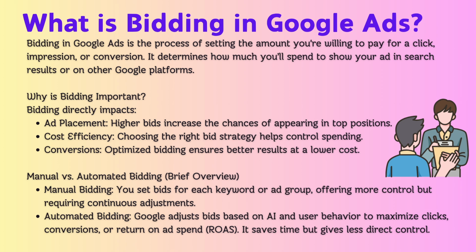The next one is automated bidding. Here Google adjusts bids based on AI and user behavior to maximize clicks, conversions, and return on ad spend. It saves time but gives less direct control. It means every bid is directed by Google only. You just need to give a command to Google, like maximize my conversions, or maximize my impressions or clicks.